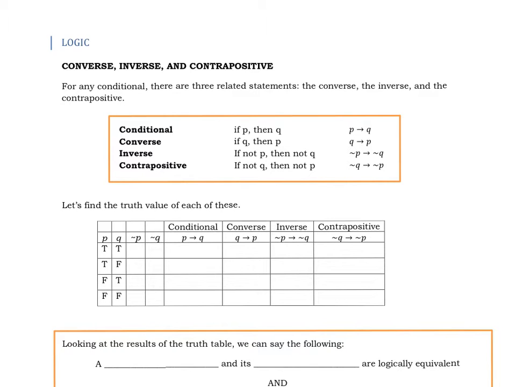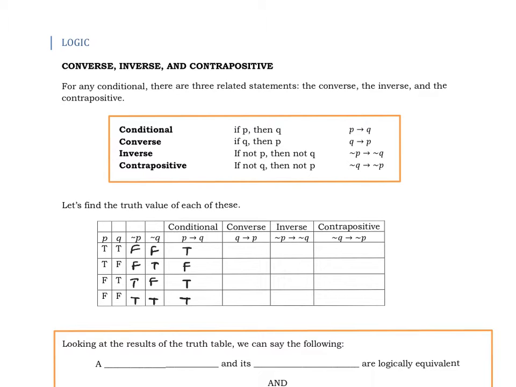So let's go ahead and find the truth value of each of these. With the conditional, first of all, we have to do the not P and not Q. Sorry about that. So the not P is false, false, true, true. And not Q is false, true, false, true. So for our conditional, we know that true, false will be our only false. Everything else will be true.